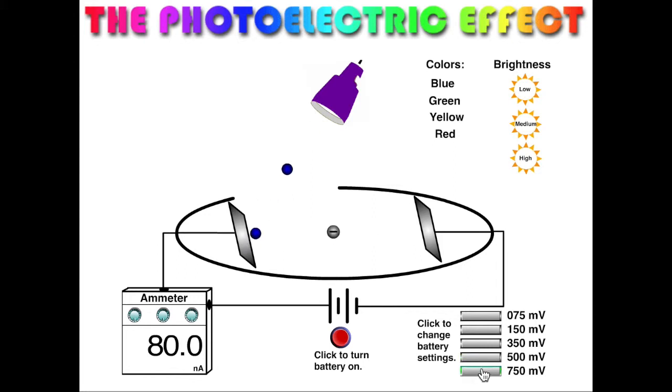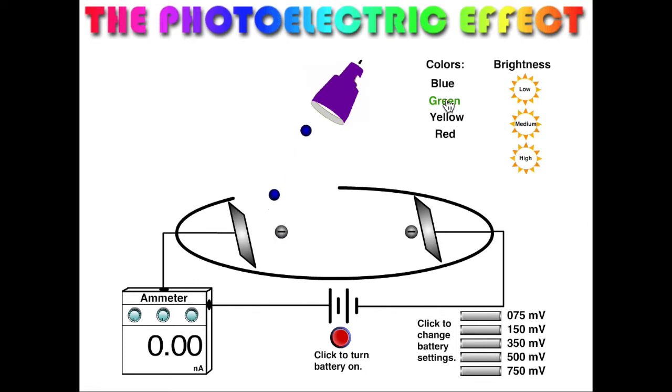However, when we increase it to 750, now the plate is strongly negatively charged. It's repelling the electrons, and therefore the electrons cannot enter the circuit. Since more electrons are being generated with blue photons, we need a higher voltage to repel these electrons.